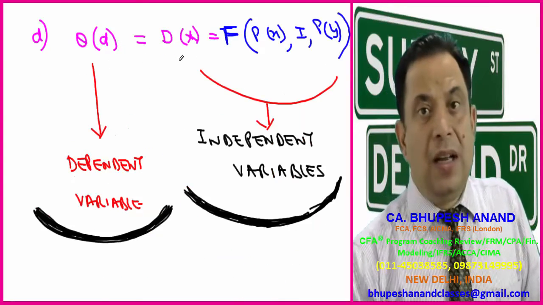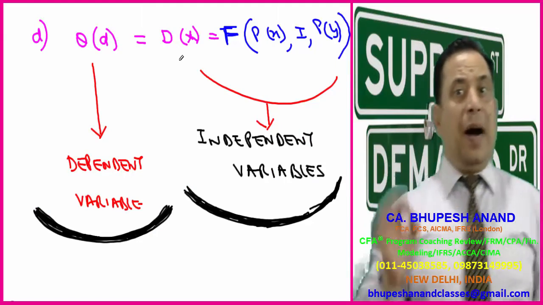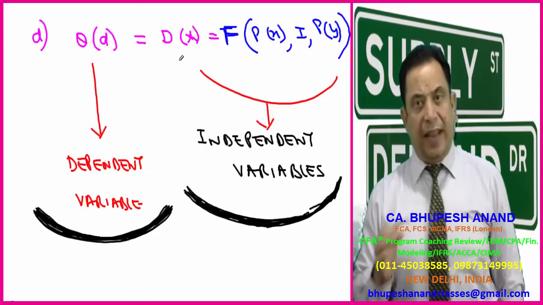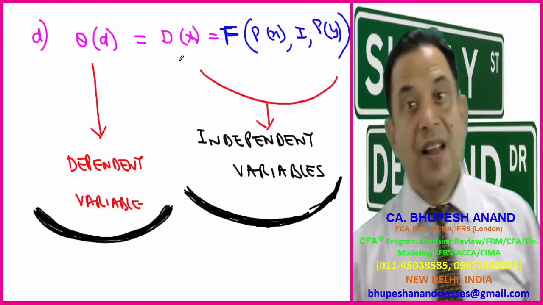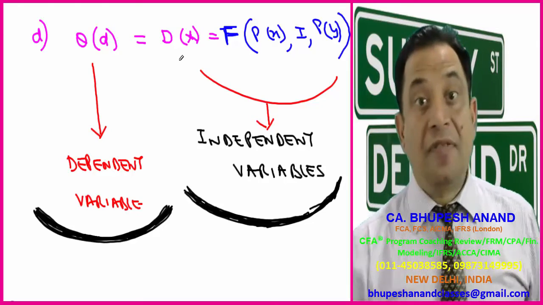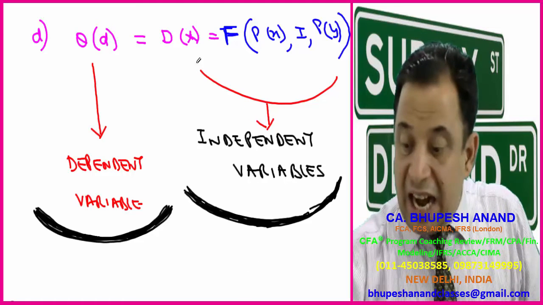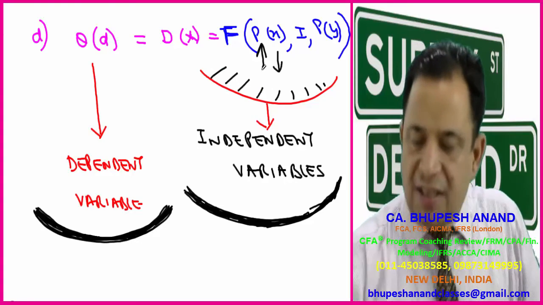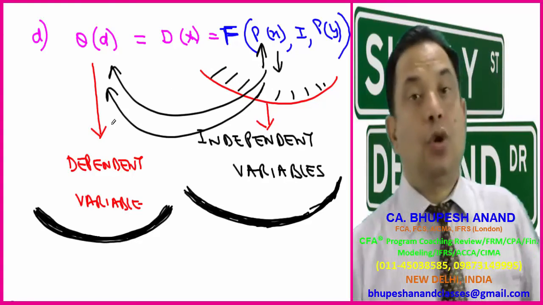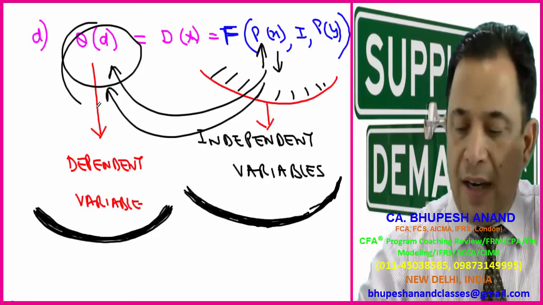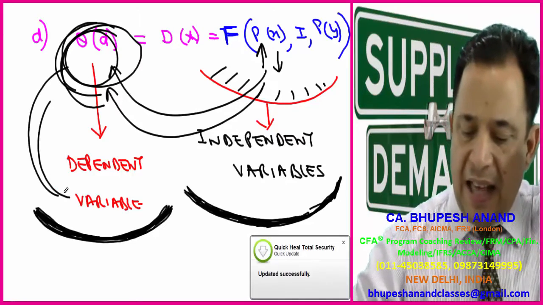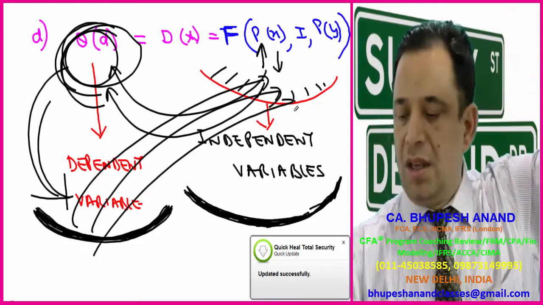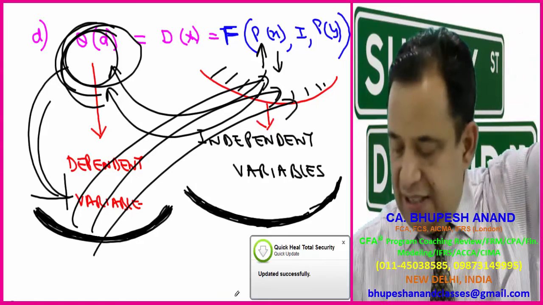Again, I have written the formula, the mathematical form. The quantity demanded of X depends upon the function of the price of X, the income of the person, and the price of substitutes and complementaries. So these are the independent variables. It means if they increase or decrease, they will directly have an effect on the quantity demanded. So I can say quantity demanded has a dependency on these. These are the independent factors and this is the dependent factor.